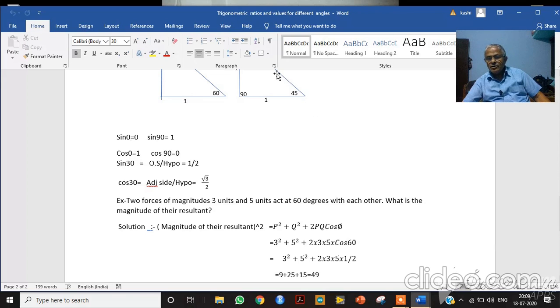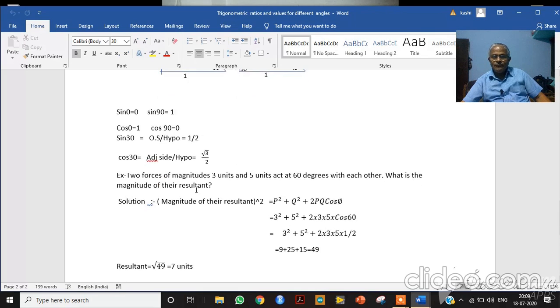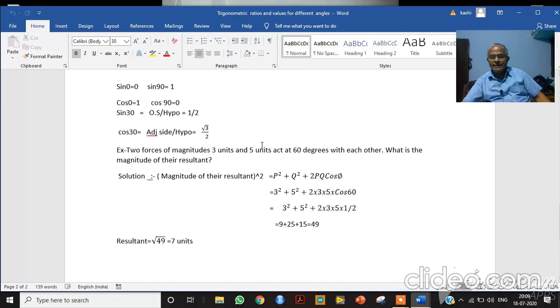Now we will look at one physics example. Two forces of magnitudes 3 units and 5 units act at 60 degrees with each other. What is the magnitude of their resultant? Observe this. He has given two forces, that is P is 3 units and Q is 5 units, and the angle between them is 60 degrees. So we have to find the resultant.